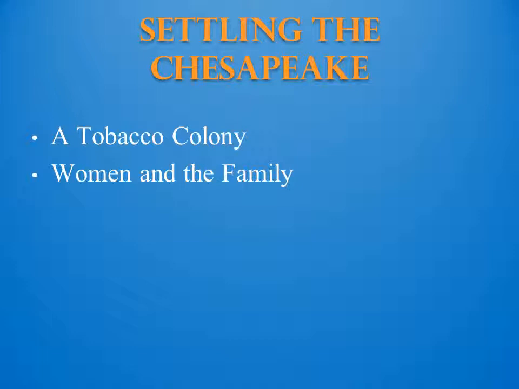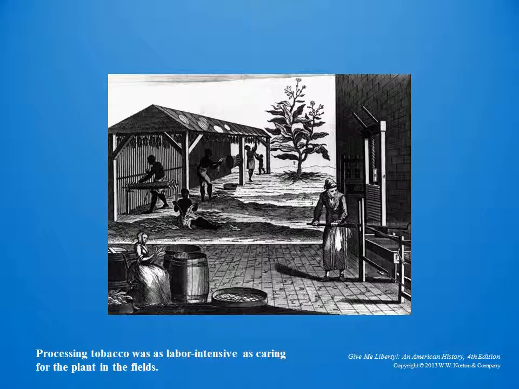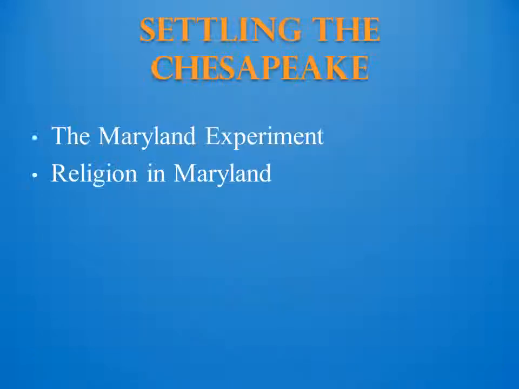This is an ad by Sir Walter Raleigh. This is an ad for tobacco. This includes images of slaves with agricultural implements, so farm equipment that you can see there. This is showing the pressing of tobacco, very labor intensive, just as it was caring for the plants in the field. You see the slaves and female indentured servants working with the crop after it has been harvested.